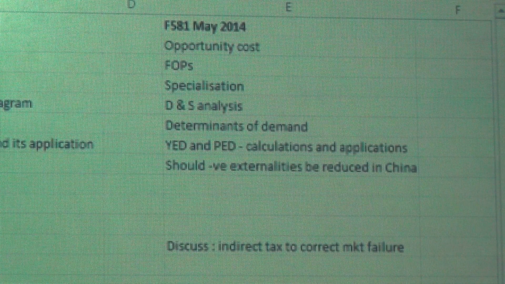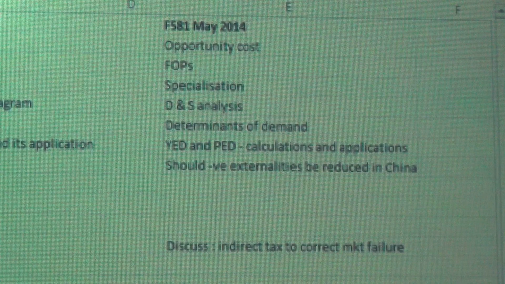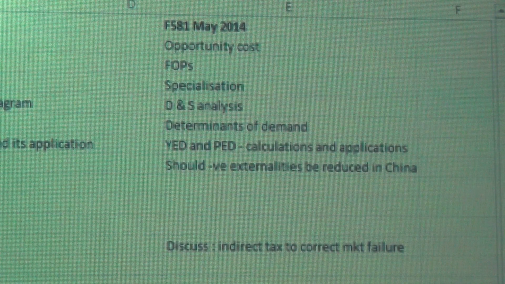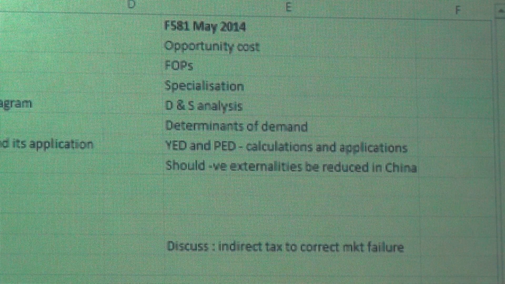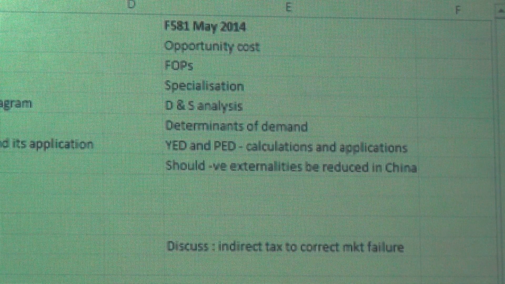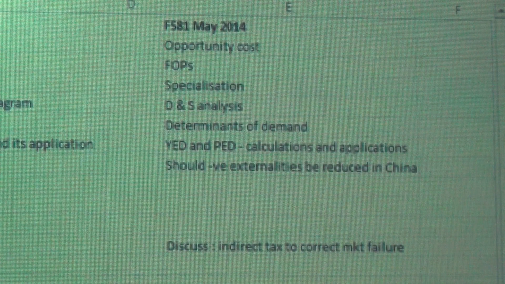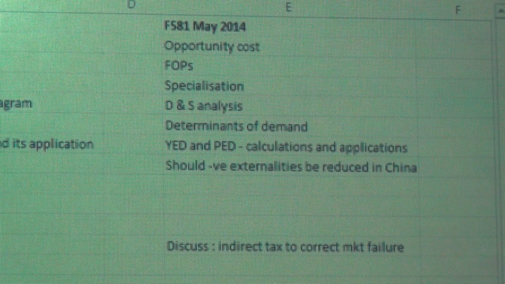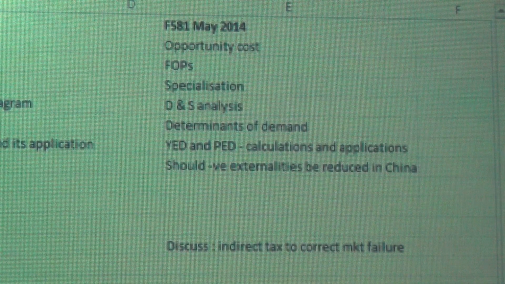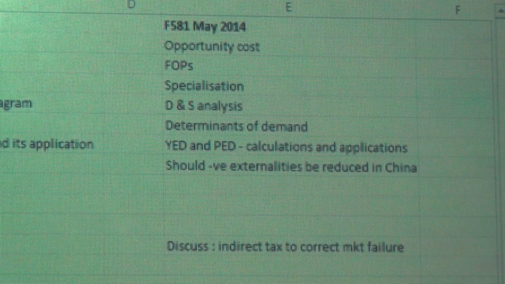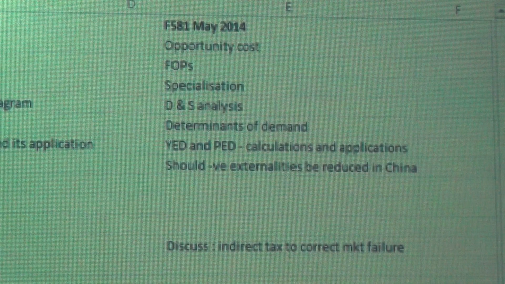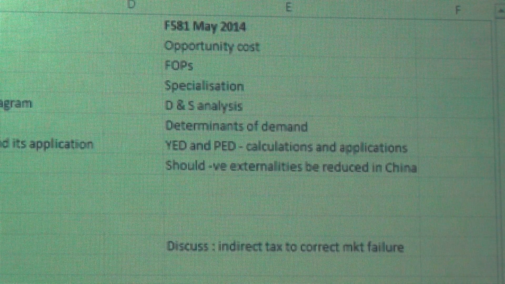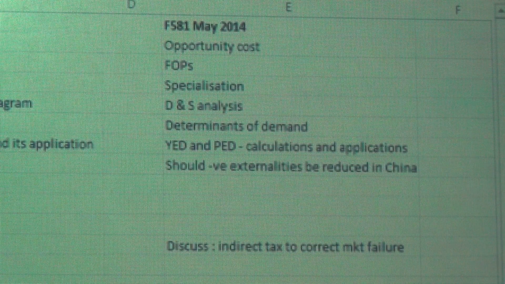So in Jan 13 it was the determinants of demand, in May 13 it was the determinants of supply, and in May 2014 it was the determinants of demand. Should that pattern continue, we'd obviously therefore anticipate that the subsequent questions would be on the determinants of supply for May 2015. In terms of elasticity, the questions were on income elasticity of demand and price elasticity of demand.